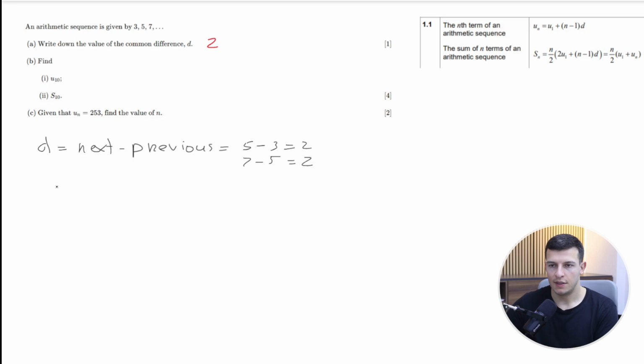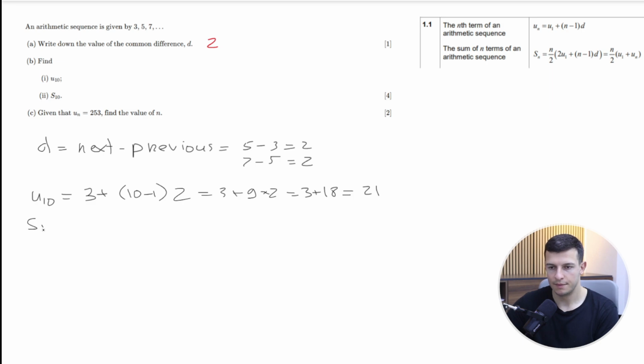Now, B says find U10 and S10. U10, we already know. We have a formula, right? So U1 is 3 plus n minus 1, which is 10 minus 1, and the difference is 2. That's going to become 3 plus 9 times 2, and that's going to be 3 plus 18, which is 21.